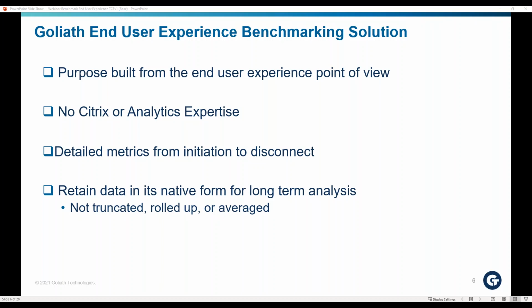And then we decided to retain the data in its native form for as long as you need it. That's totally up to you. We don't truncate it, roll it up, or average it. This is all up to you in terms of what data you're selecting and how long you want to keep it for. So this frames up the solution that we came up with, and is really a feature set that we leverage to be able to deliver benchmarking to our clients. If you go to the next slide, Avi.